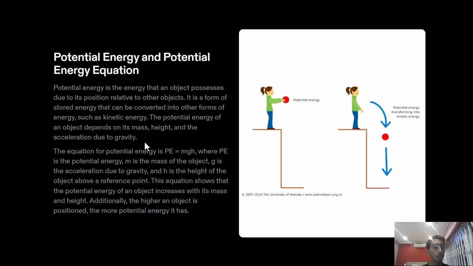The equation of potential energy is given as follows. PE or EP, your potential energy, is equal to your mass in kilograms multiplied by your gravitational acceleration, which is generally 9.8, multiplied by the height at which the object is located at a particular time from a particular reference point. The equation shows that the potential energy of an object increases with its mass and height. Additionally, the higher the object is positioned, the more potential energy it has.